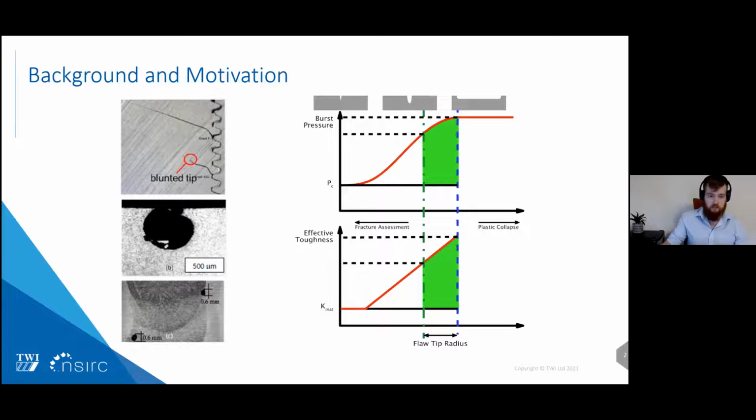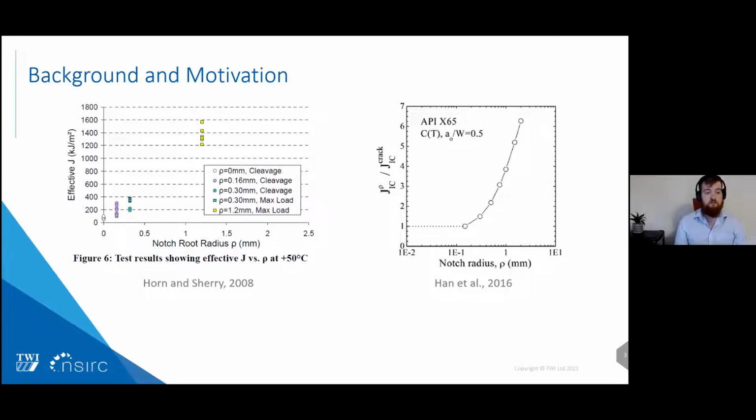and how we may make use of more knowledge and complete the picture. Previous work has shown that there is an increased effective J or effective fracture toughness as notch tip radius increases, in some cases quite dramatically so, from a fatigue pre-crack and moving to a blunt parallel-sided notch. This has been shown by both Horn and Sherry and Hannesel in the cleavage regime and the ductile regime. However, my work itself has been more focused on the cleavage regime.